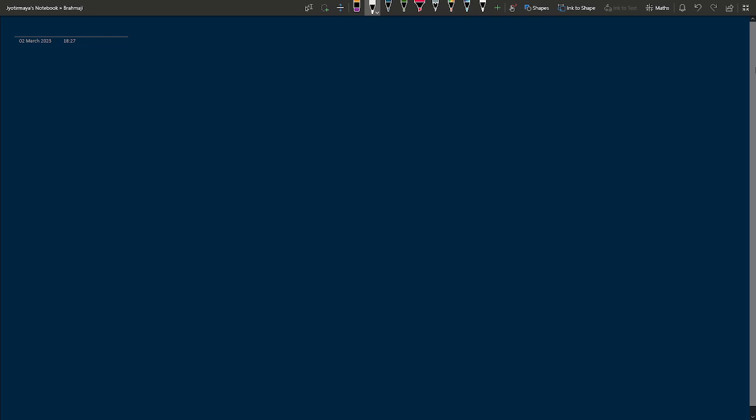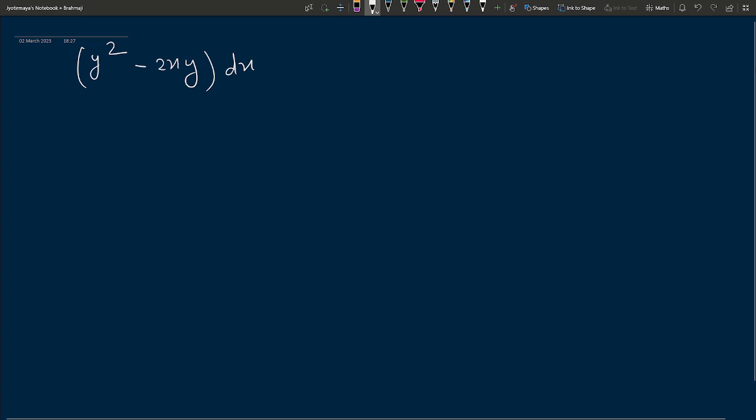x into 3x square y square minus 2xy into dx minus x square minus 2xy into dy equal to 0, and the given condition is y of 1 equal to minus 1.